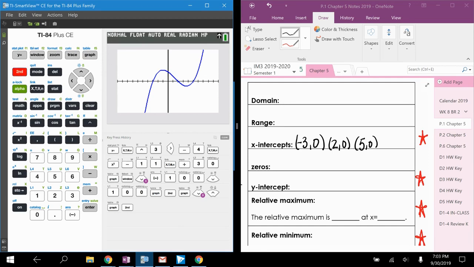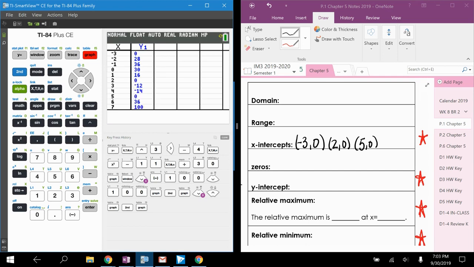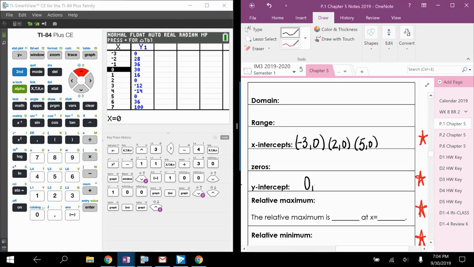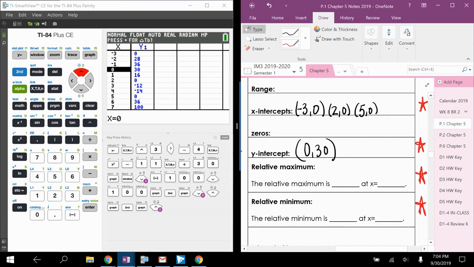So stay on that second graph, that table page, and we need to find our y-intercept. Well, that's when x is 0, which is right here. So if I scroll up, you can kind of see that our y-intercept is going to be at 0, 30. Okay. All right. So now we got 2 out of the 4 things I need to graph this correctly.